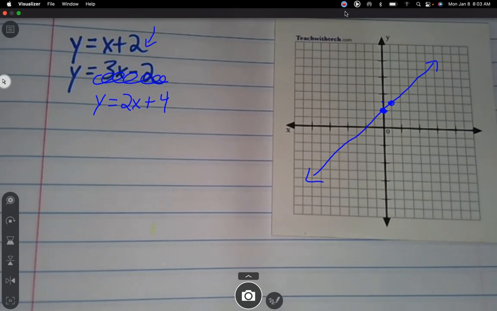Now let's do the second one. What's this starting point? Up how many? Up 4. So I'm going to go up 1, 2, 3, 4, right here. And what's my slope on this one? Up 2 over 1. So up 2 over 1.